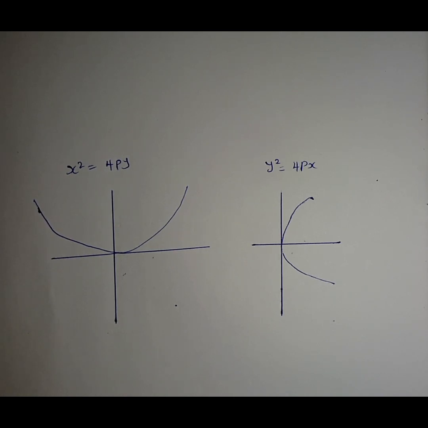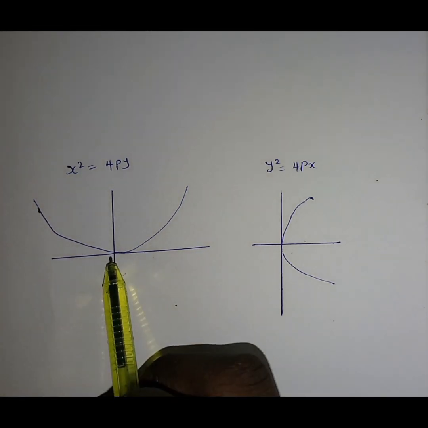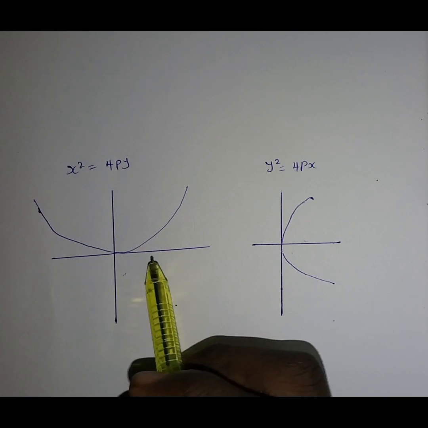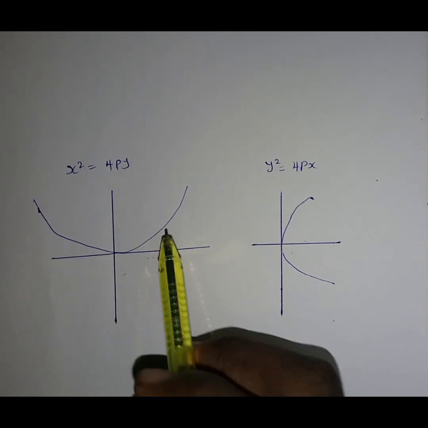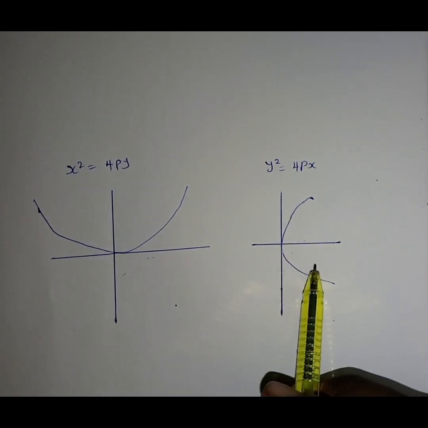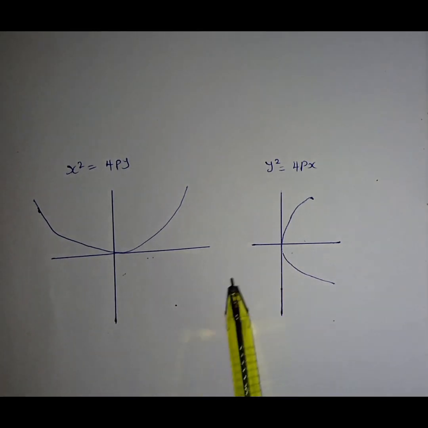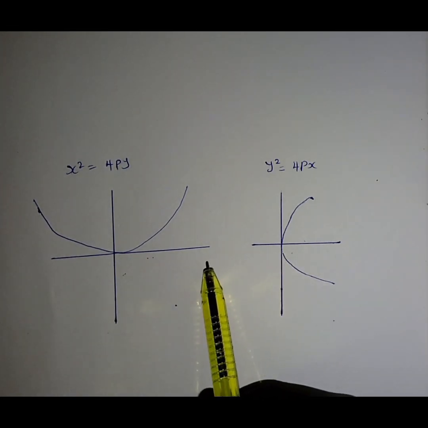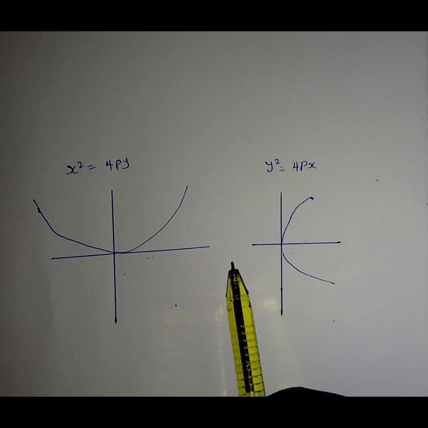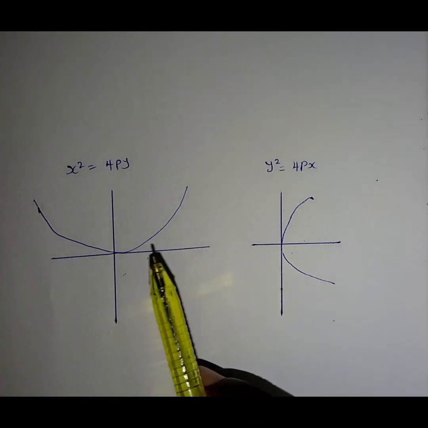Today we'll be treating conic sections. Parabola will be the topic we'll be treating today. This diagram or graph you're seeing is called a parabola. A parabola is just like a half curve, let us say a half curve of a circle.